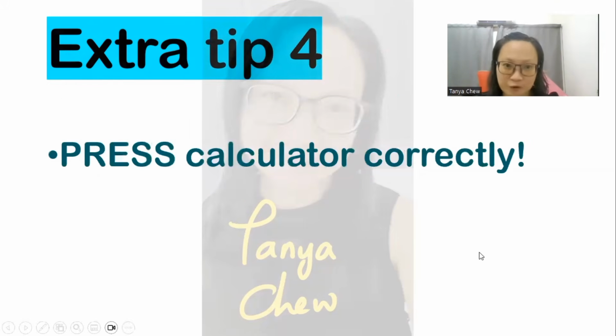And extra tip number 4, remember to press your calculator correctly. Inside the examination hall, stress could be unbearable. I sometimes press wrongly as well. I want to press 2.5, but instead I press 2.4. And at the end of the time, when I couldn't get the answer, I panic. So make sure that you stay calm and press the calculator correctly.